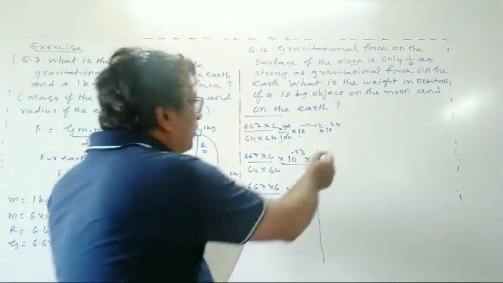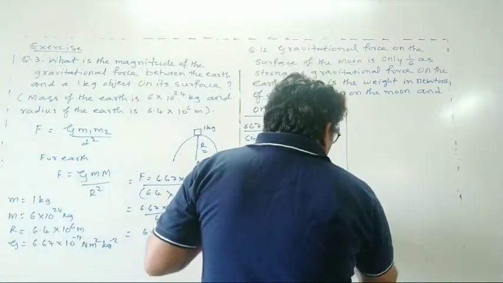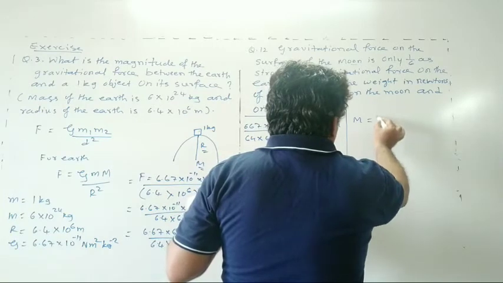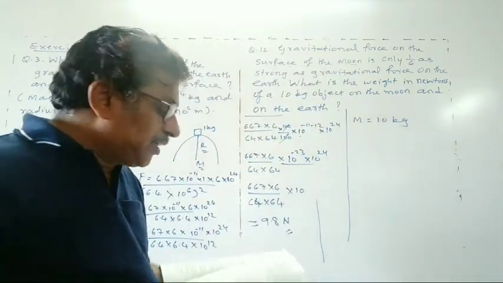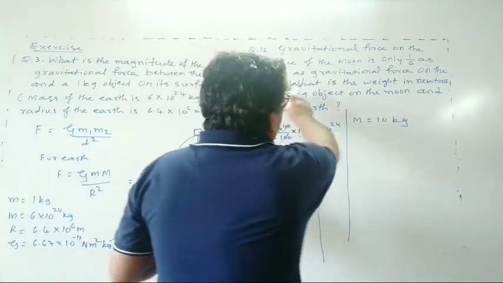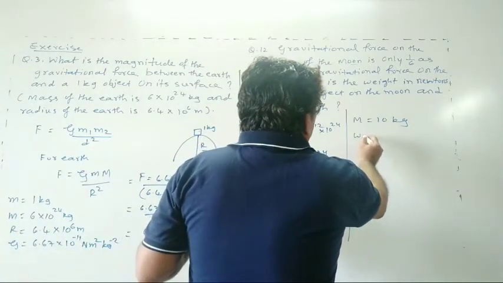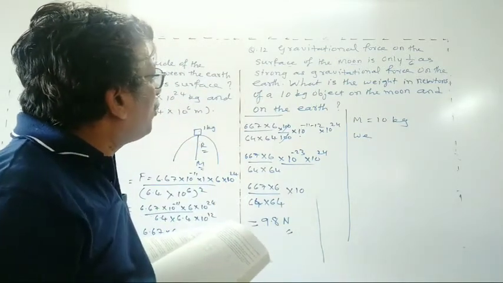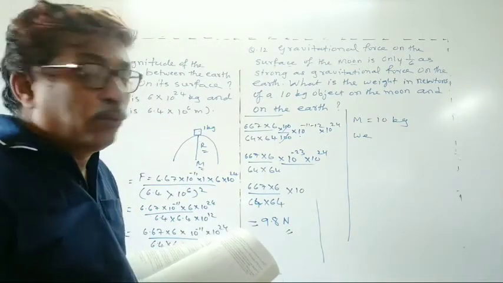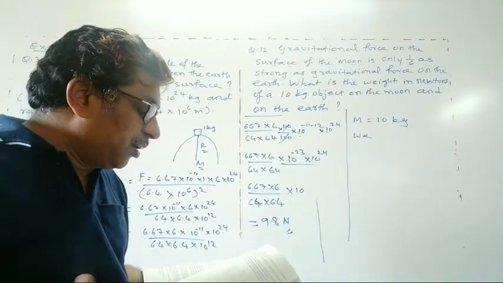So you know that the mass of the object is given here. Mass of the object is how much? 10 kg. Okay, mass of the object is given. Then what do you have to find? The weight on the earth. So you have to find what is the weight in Newtons, weight of the object on the earth.